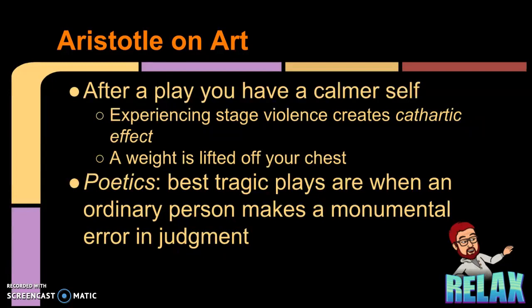So in the Poetics, he says the best tragic plays are when an ordinary person makes a monumental error in judgment. And we see these in different stories. I'm not going to go through what examples are played out in the text, but just a sense that a completely ordinary person, just like you or I, makes an error in their rationality, maybe, and then makes a judgment regarding these errors, and we see what sort of havoc is produced out of this. So he says that this is the best sort of play or drama that can be experienced.